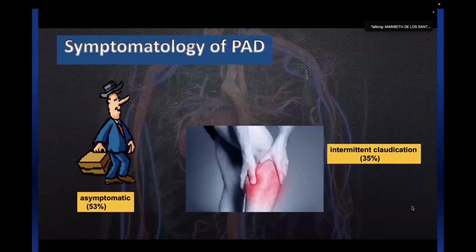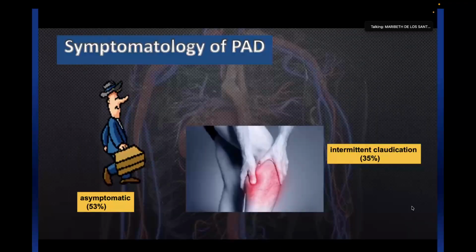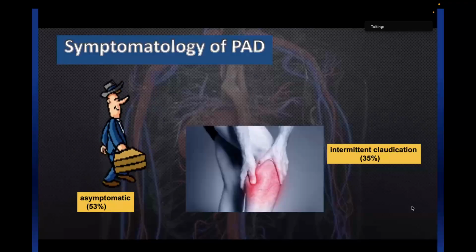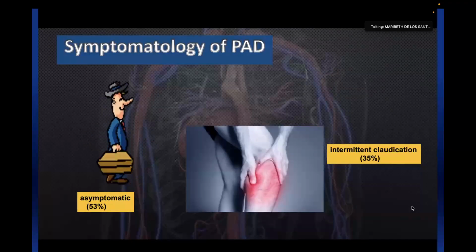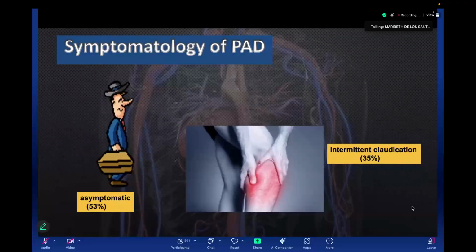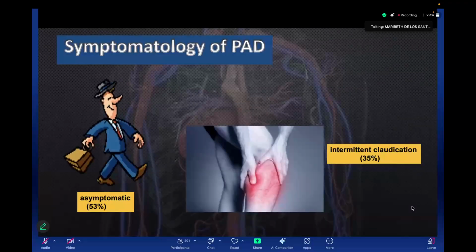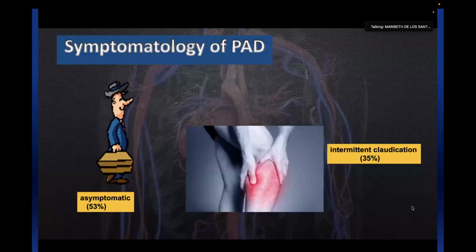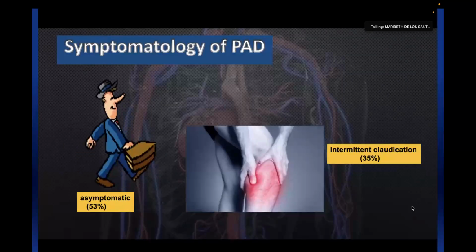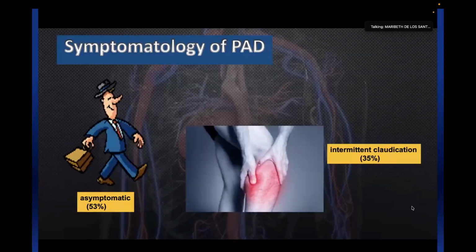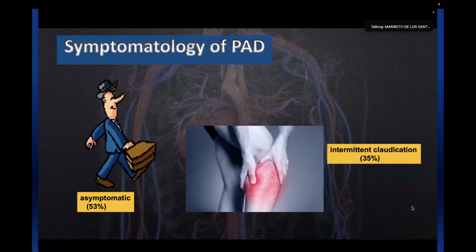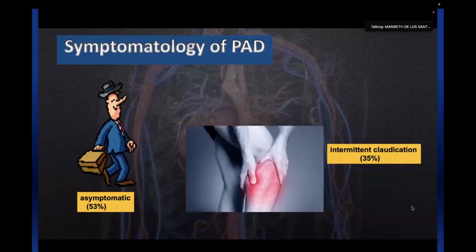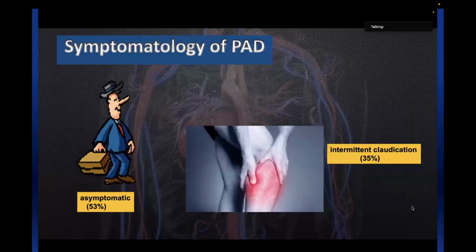So that's the most common presentation of PAD. 53% asymptomatic. Now, in 35% of cases, the presentation of PAD is intermittent claudication. Intermittent claudication is defined as calf pain on walking, relieved by rest.